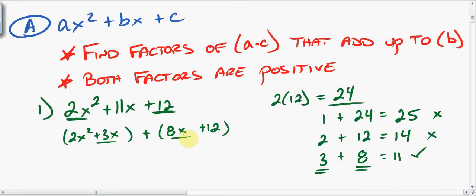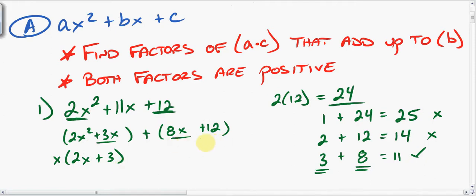Next, we're going to look at each of these quantities individually. I'm going to factor the GCF out of each of them, the greatest common factor. So what's the greatest common factor in this first binomial? It looks like it's simply x or 1x. So I take an x out of this term, and I'm left with 2x. Take an x out of this term, and I'm simply left with 3. So I've got x times the quantity 2x plus 3.